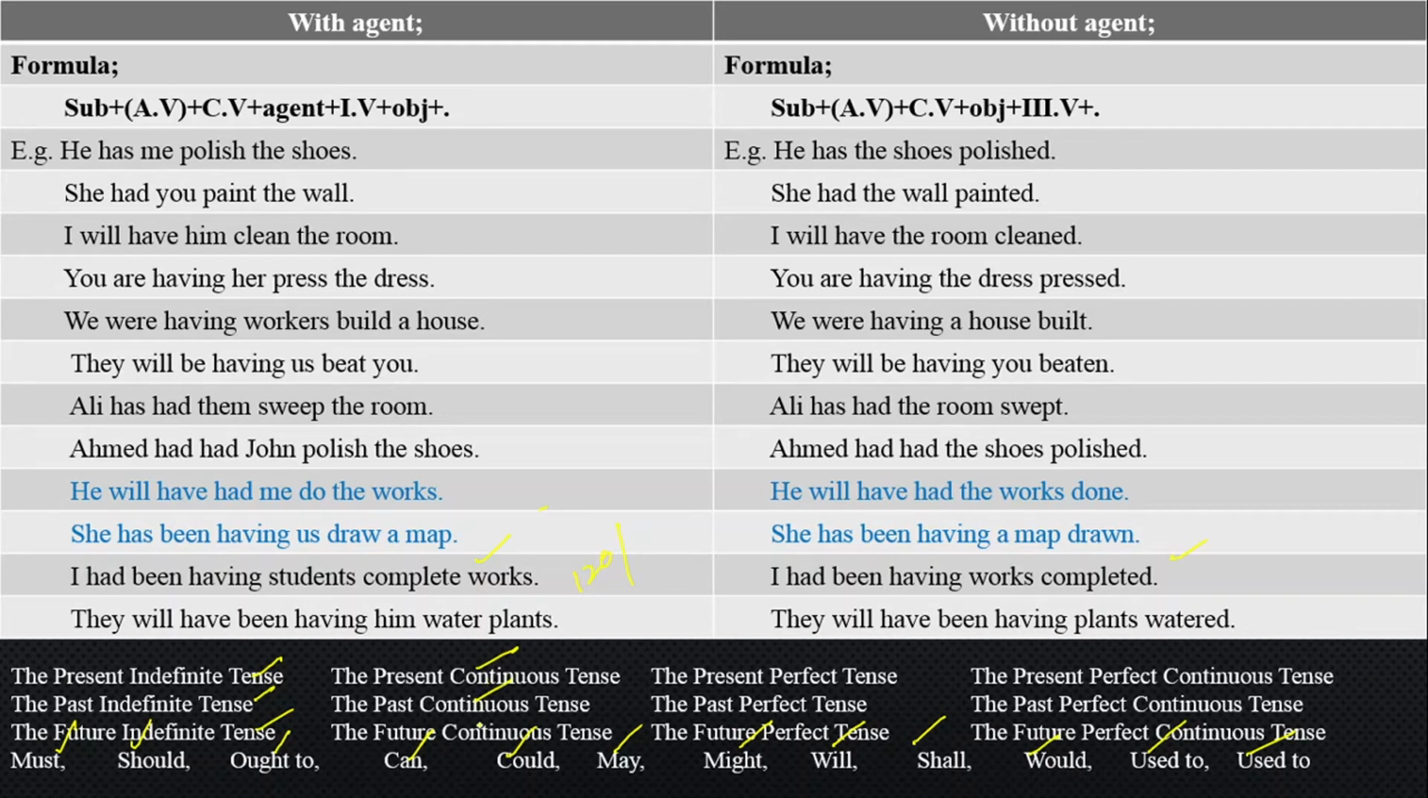Was I having works completed? Was I not having works completed? Wasn't I having works completed? I will be having works completed. I will not be having works completed. Will I be having works completed? Will I not be having works completed? Won't I be having works completed?